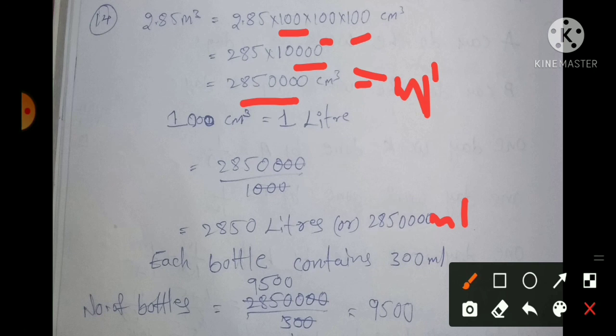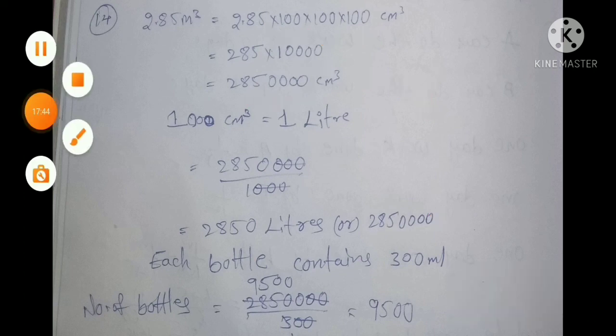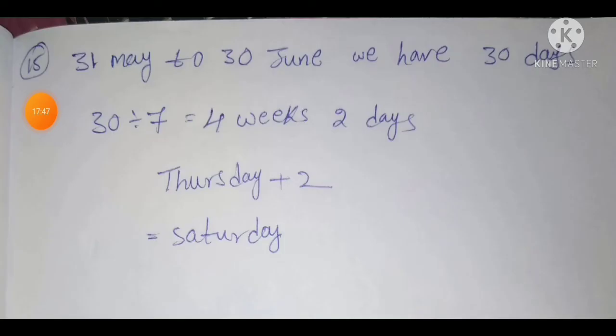So the next question, this is also very important, how to find the days. The 31st May of a year is Thursday, then the day of the 30th June of the same year will be? So we need to calculate the days first. 31st May to 30 June, we have 30 days. So 30 days divided by 7 is nothing but 4 weeks 2 days. 7 4s are 28. So we have 4 weeks plus 2 days.